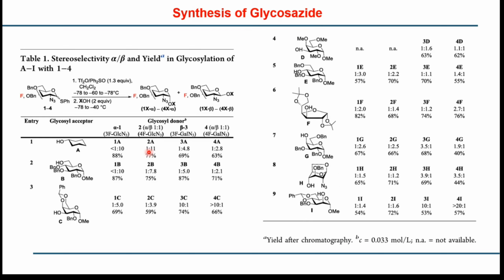So coming to the most reactive acceptors, 1 and 2, in case of glucose, C3 fluorinated and C4 fluorinated. In case of reactive acceptors, beta was forming more. That means it is going through the alpha triflate, where the SN2 reaction is taking place. But coming down to 3, that is the benzylidene protected one, in that case the selectivity is reduced.